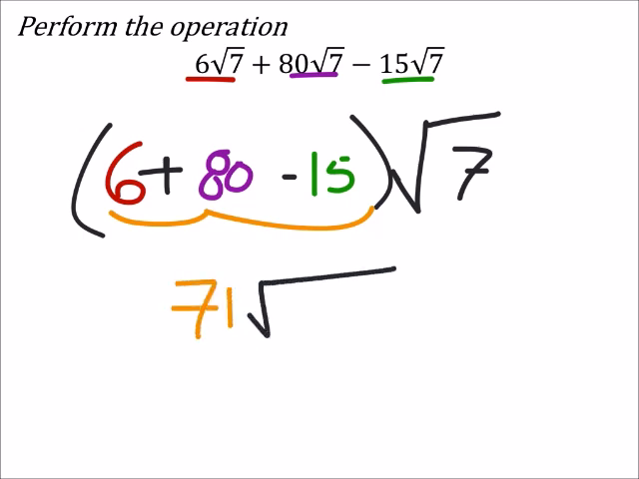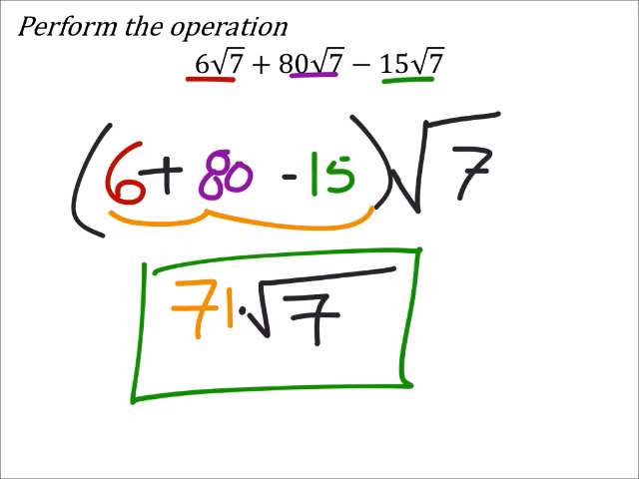So in other words, I would have 71 root 7s, which means I would have 71 times the square root of 7. You don't have to show the dot there. Yeah, that's a good point. If we could simplify the square root of 7, we wouldn't multiply that to the 71. But that's as far as we can go on this one.